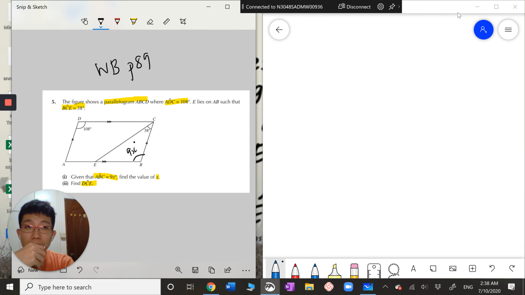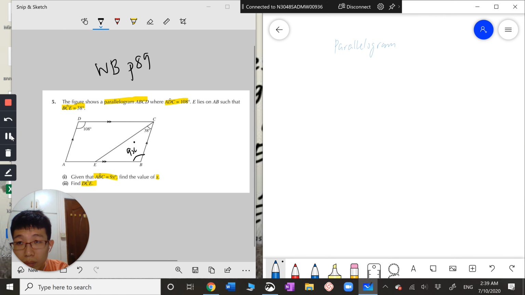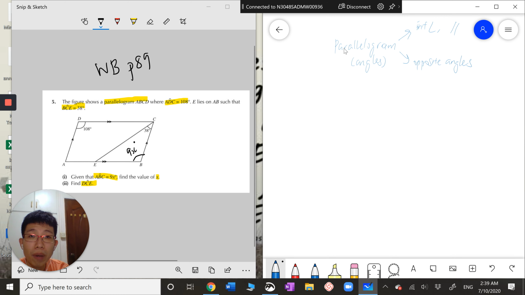Okay, so in a parallelogram, the first property that you need to consider, there are two types when you deal with angle. So for a parallelogram, let me write down first. Whenever you deal with angles, there are two very important things that you need to take note. First one is the interior angle between two parallel lines. So in this case, we can consider DC is parallel to AB. So that means these two interior angles between the parallel lines add up to 180.